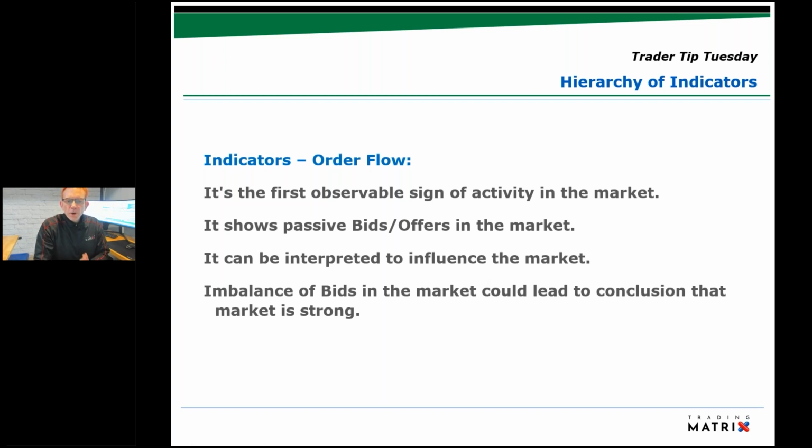So, order flow is the first observable sign of activity in the market. It shows passive bids and offers in the market. These passive bids and offers can be interpreted to influence the market. For example, an imbalance of bids, having a lot more bids than offers in the market, would lead to the conclusion that the market is strong.